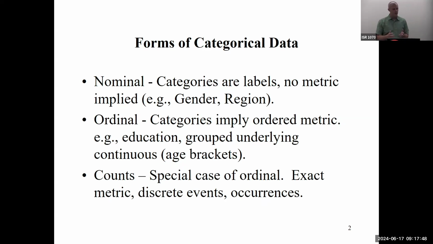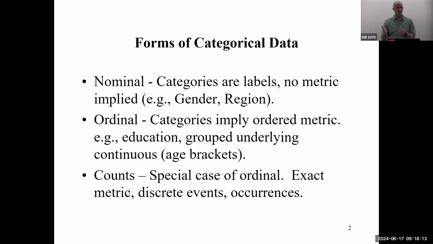And then count variables can be considered a special case of ordinal variables. This is an exact metric. It's the number of times that something has happened. How many times have you been to the doctor in the past 6 months? How many car accidents have you been in since you've been driving? Okay, 1, 2, 3, 4, 5. It's a type of ordinal data, but these are discrete counts. And there are certain kinds of methods that we can use for discrete counts.